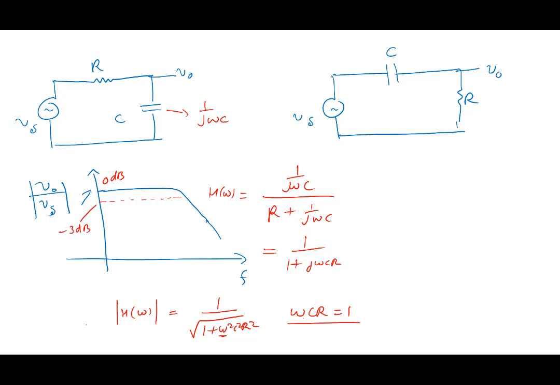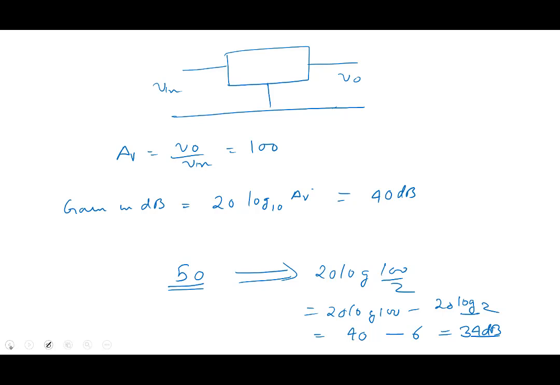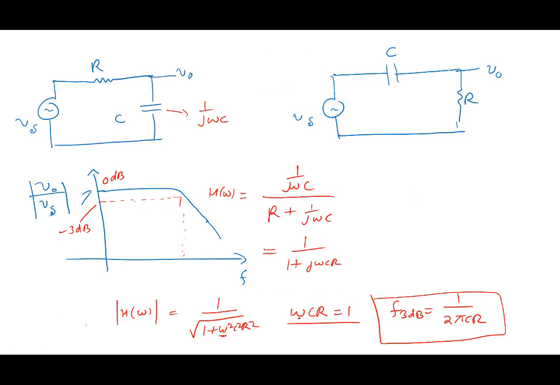So that's why we call this frequency the minus 3 dB frequency. So F3 dB equal to 1 over 2 pi CR, right? That's the 3 dB frequency here. It basically tells us when the region is flat and when the region begins to fall, right? So this is fine.